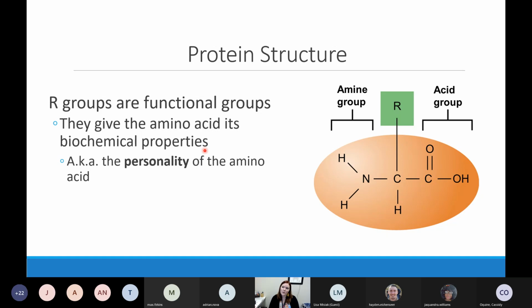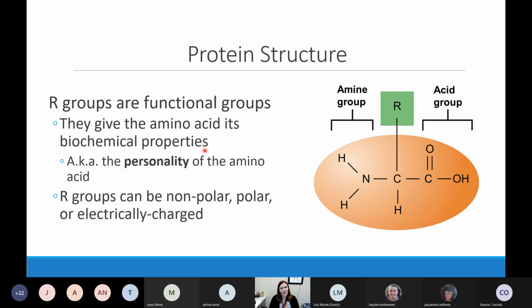So in people, we say, oh, you're an introvert or you're an extrovert. I can't remember what the other ones are. That's the big one that I know. You're a thinker or a feeler, you know, those kinds of things. Amino acids aren't thinkers or feelers. They aren't extroverts or introverts. But what they are is nonpolar, polar, or charged.